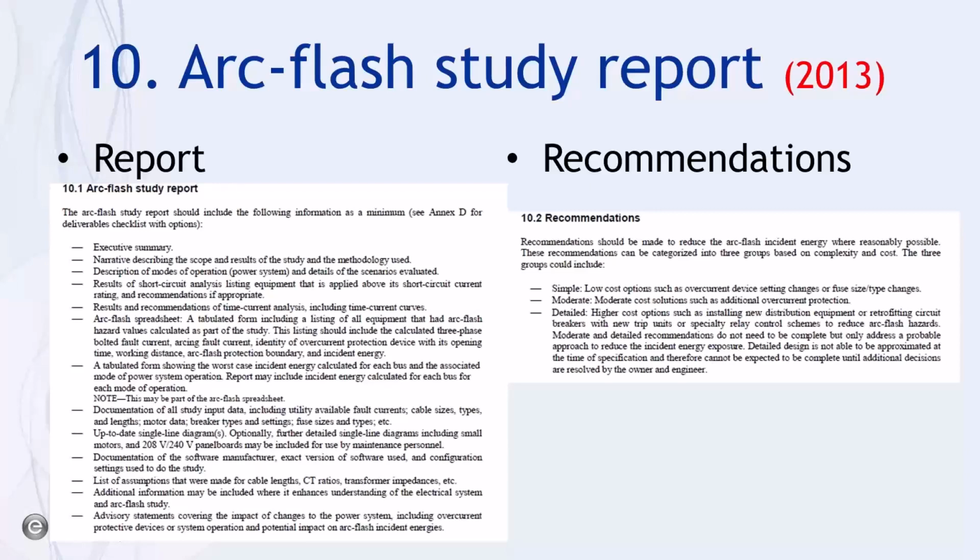1584 2002. Now, in the 2013 version of 1584.1, there was a paragraph in Clause 10 that shows what's considered a minimum amount of deliverables, as a subset of the Annex D, which we talked about earlier. But then it goes into further discussion about the recommendations that should be made for arc flash incident energy reduction. Now, this was in 2013. These are not listed as such in 2022.